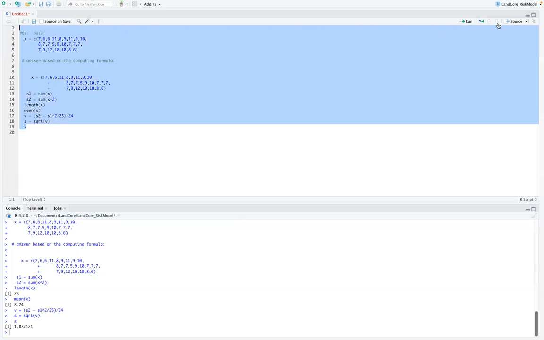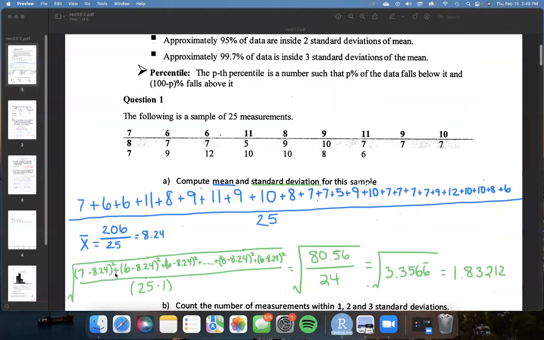So if I run this code, we should get the same answers as before. 8.24 is our mean, and 1.832121 is our exact standard deviation, which matches what we got.